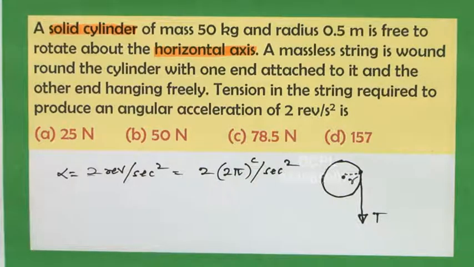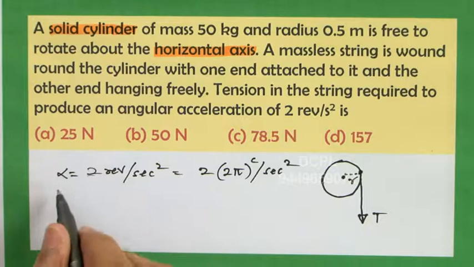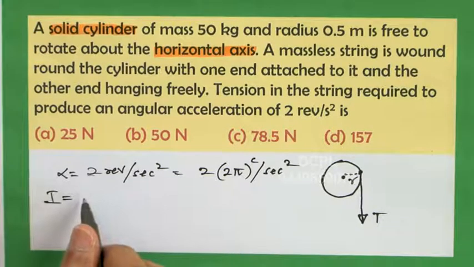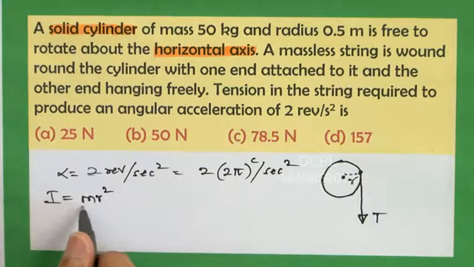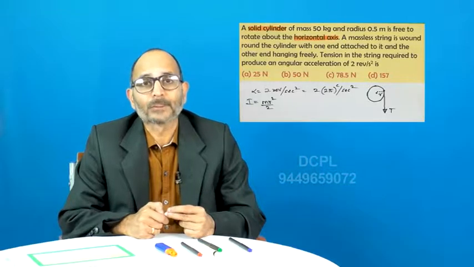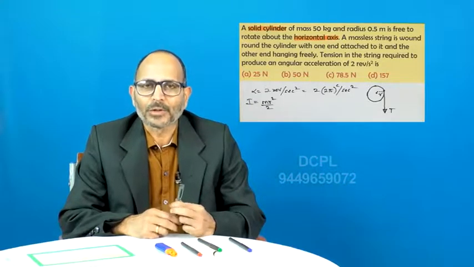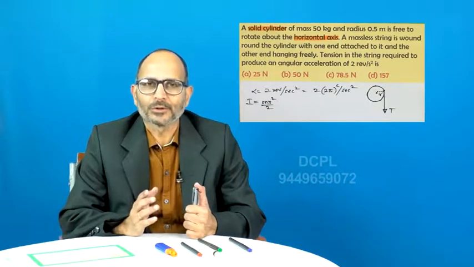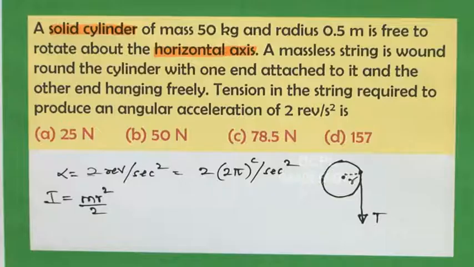So, the moment of inertia of a solid cylinder is m r square by 2. Moment of inertia of a solid cylinder is m r square by 2. M r square by 2 is also the formula for the moment of inertia of a disc, and I hope you all agree that basically a solid cylinder is a stack of discs. If you keep the discs one on top of the other, that is going to form a solid cylinder. So, I is m r square by 2.